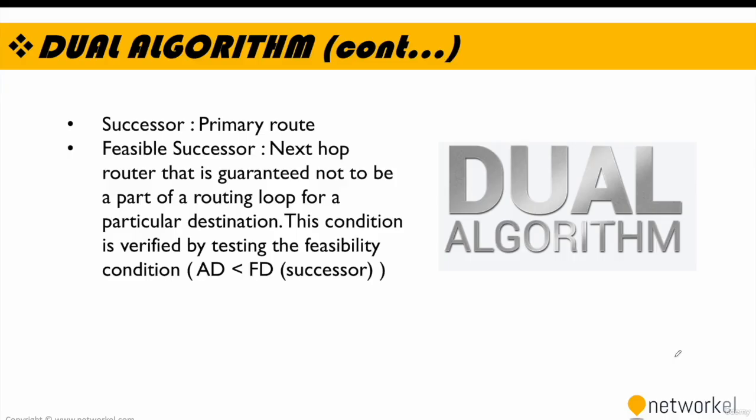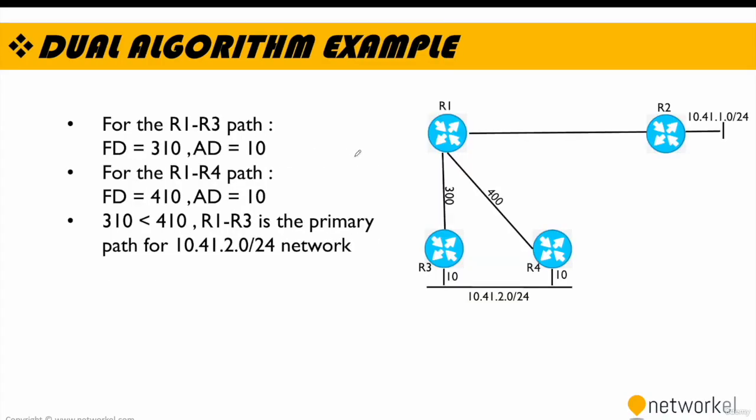And we have the successor as well as the feasible successor terms. The successor is the primary route used for reaching a destination, and the feasible successor is the next hop router that is guaranteed not to be part of a routing loop for a particular destination. So how do we verify it? This condition is verified by testing the feasible condition: AD should be smaller than the FD of the successor. There is an example on the screen.